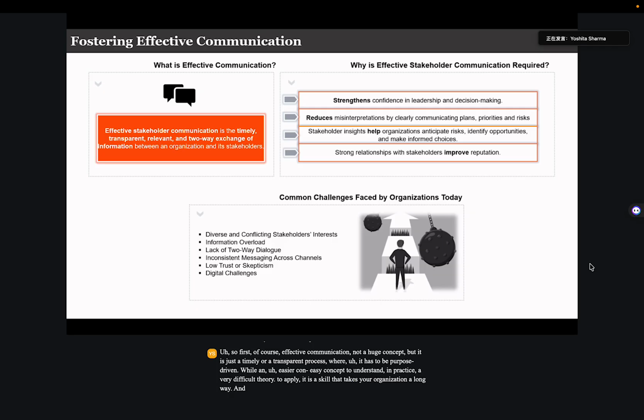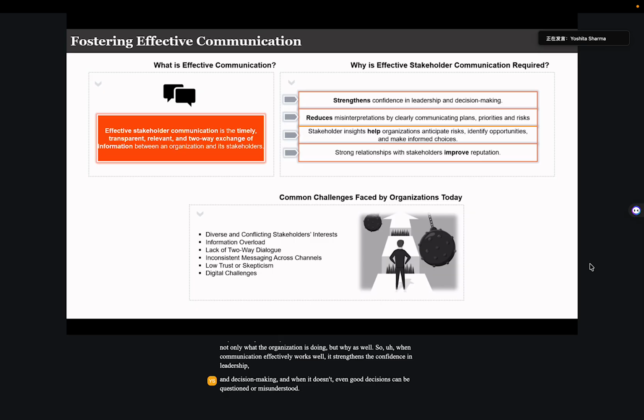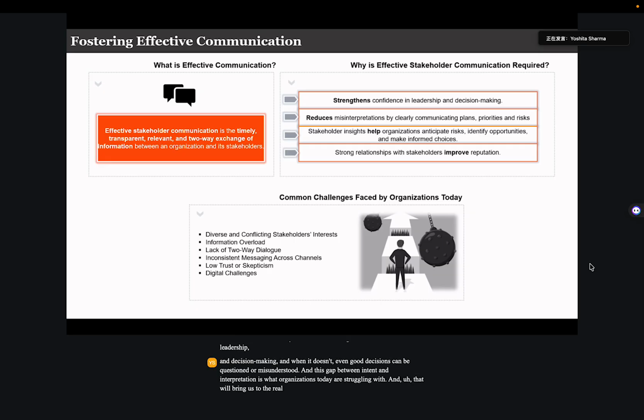And as previously stated, it ensures that stakeholders understand not only what the organization is doing, but why as well. So when communication works well, it strengthens the confidence in leadership and decision making. And when it doesn't, even good decisions can be questioned or misunderstood. This gap between intent and interpretation is what organizations today are struggling with. And that will bring us to the real world challenges the organizations are facing.